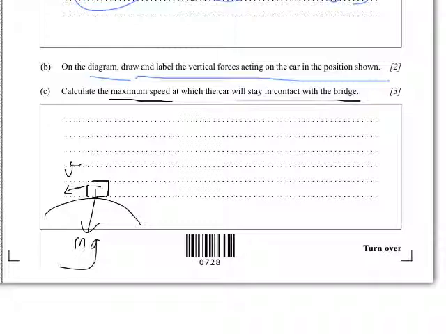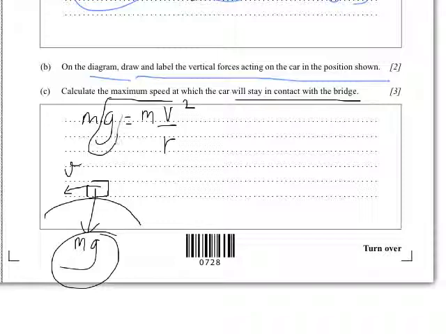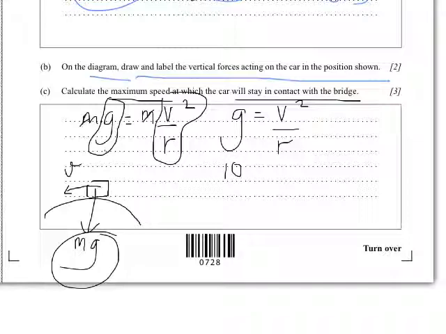So let's have a look. What is the value of mg? What is that gravitational force? mg is going to be equal to mv squared over r. Now this you should remember because acceleration equals v squared over r. The m's cancel, so in effect we end up with g equals v squared over r. Okay. And g equals 10, so that's the constant that's given by the IB.